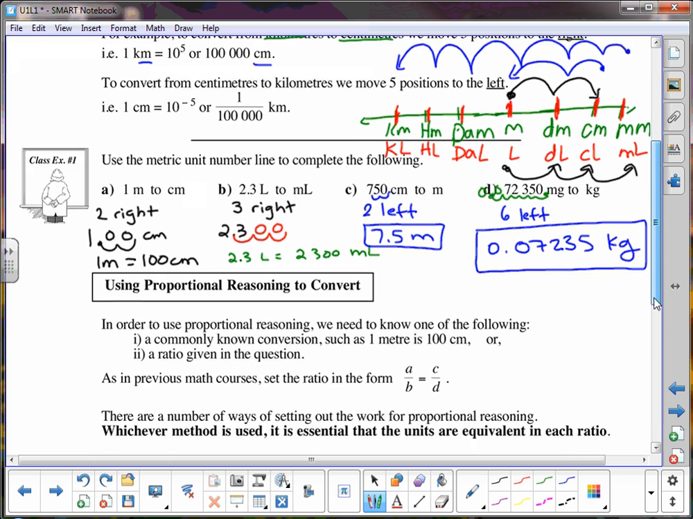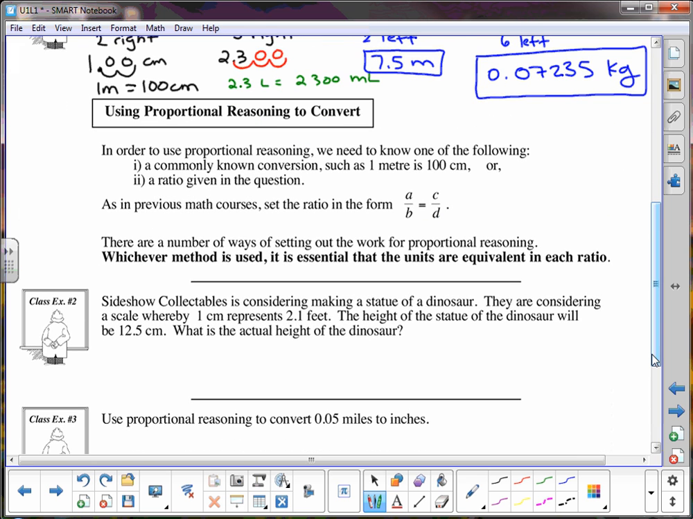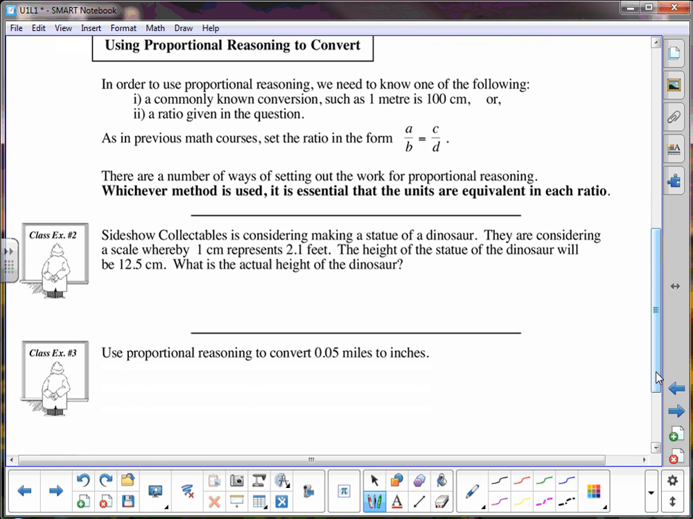We can also use proportional reasoning to convert, and that's using a ratio. Let's go through this example, and I'll show you how to set up a ratio. Sideshow Collectibles is considering making a statue of a dinosaur. They're considering a scale whereby 1 centimeter represents 2.1 feet. So there's my first ratio, right? These are equivalent to each other. The height of the statue of the dinosaur will be 12.5 centimeters. What is the actual height of the dinosaur?